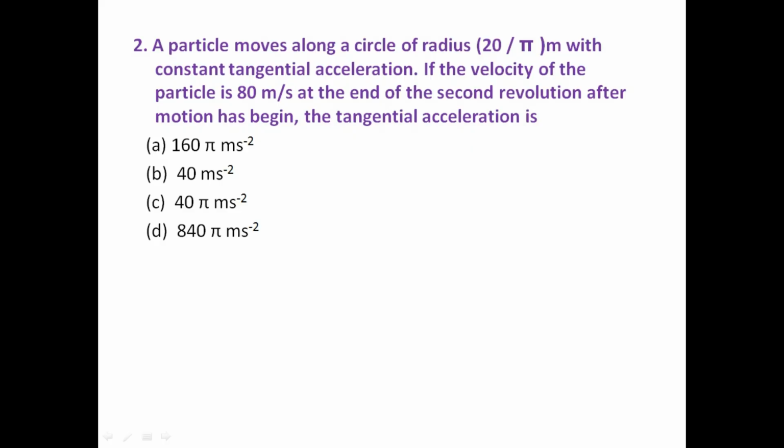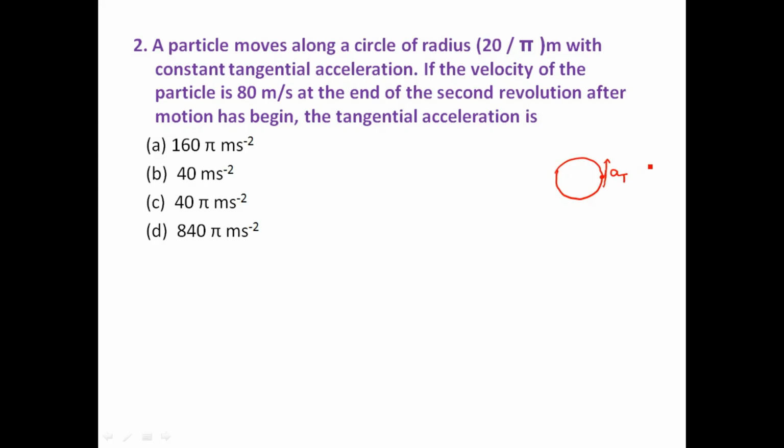Let us look into the question. A particle moves along a circle of radius 20 by pi meter with the constant tangential acceleration. If the velocity of the particle is 80 meter per second at the end of the second revolution after the motion has begun, the tangential acceleration is. Here we have to find the value of acceleration that is acting tangentially for an object that is moving in a circular path. Let us say the object is over here. The acceleration needs to act tangentially at that point.